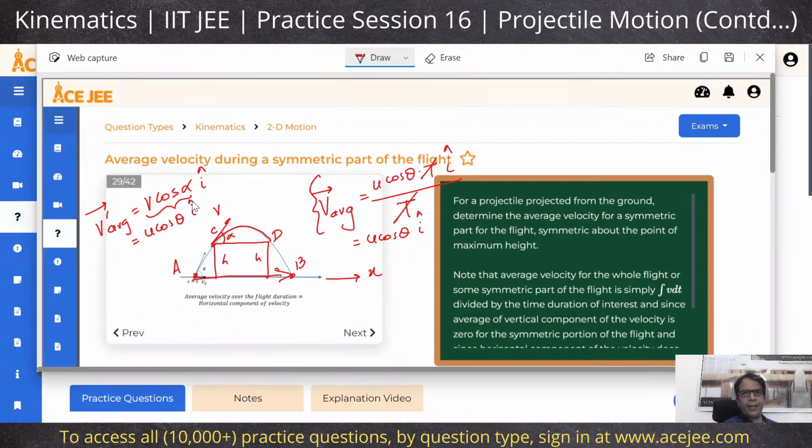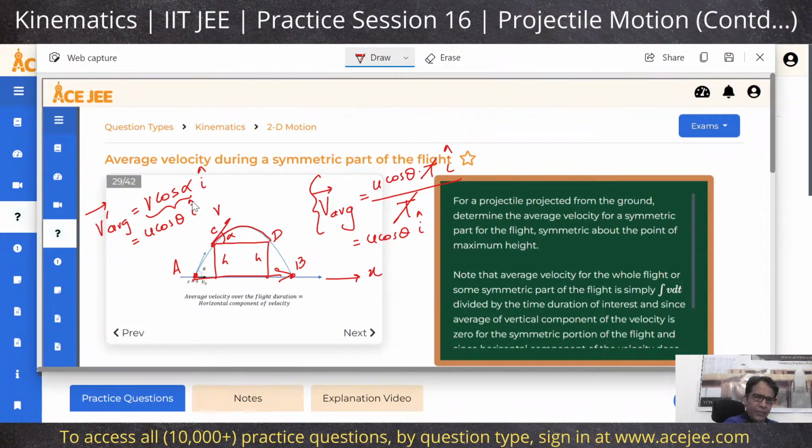So for any symmetric part of flight, what do we mean by symmetric? Symmetric means if you draw a line bisecting the parabolic path in half, then the launch point and the final point must be at the same vertical height, right? That's called the symmetric part of the flight. So u cos theta, we are clear, no, Beta? Yes, no?